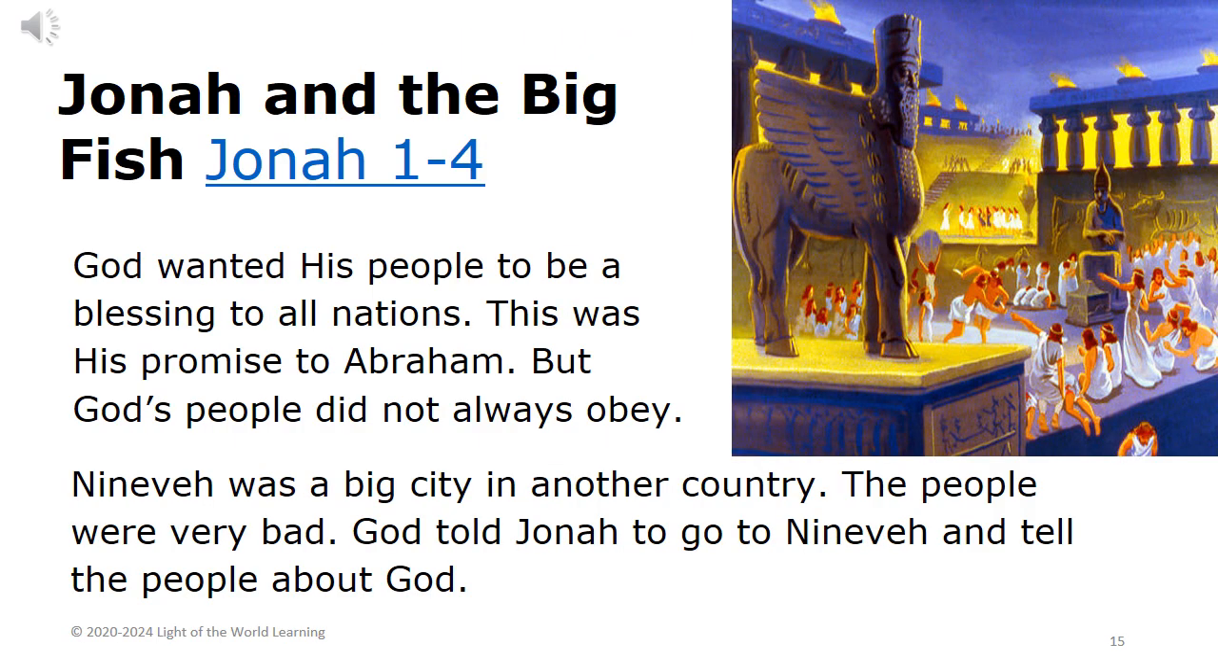Jonah and the big fish. Jonah chapters 1 through 4. God wanted his people to be a blessing to all nations. This was his promise to Abraham. But God's people did not always obey. Nineveh was a big city in another country. The people were very bad. God told Jonah to go to Nineveh and tell the people about God.